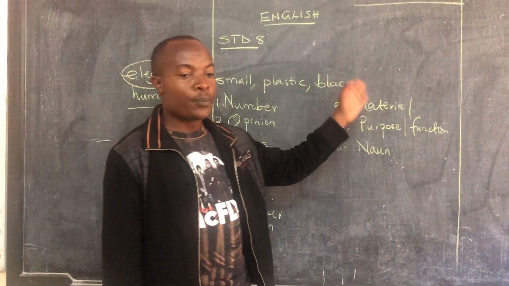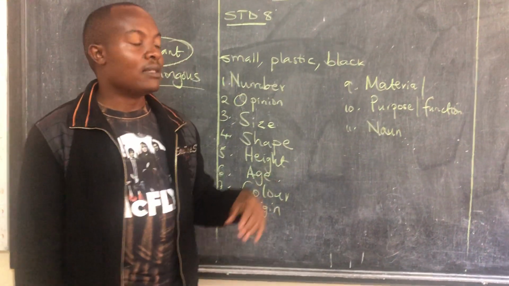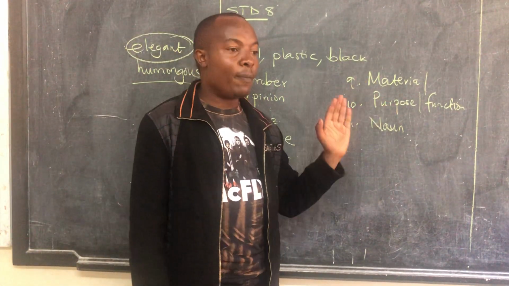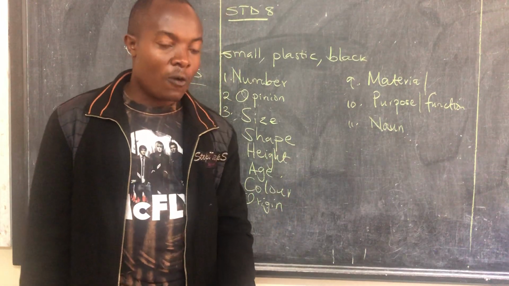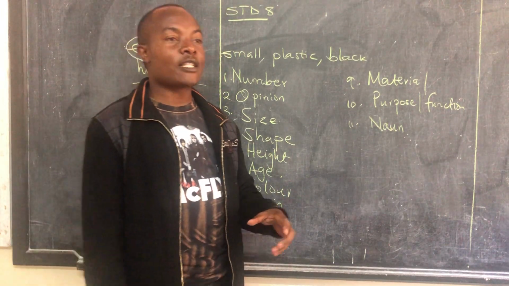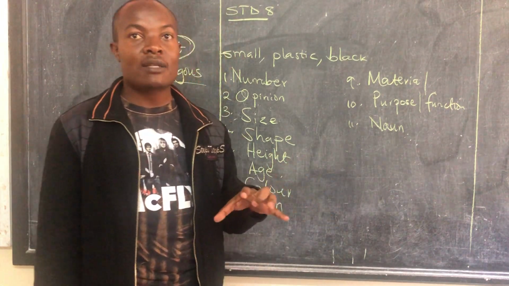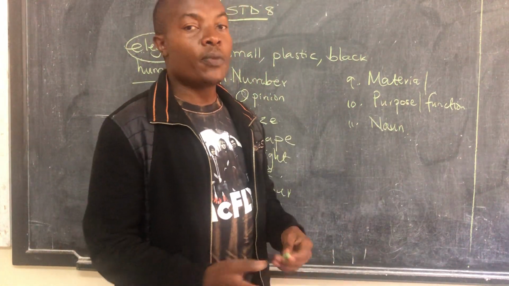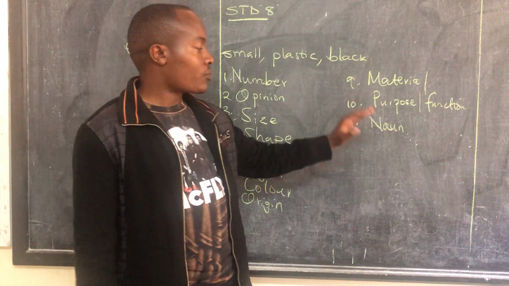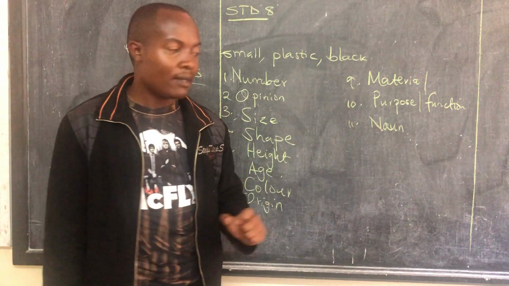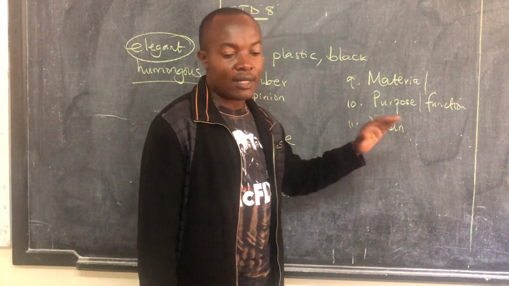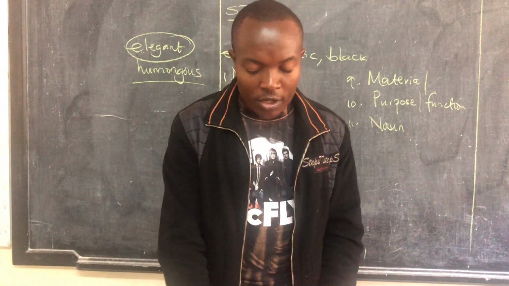Then we have the material. Is it plastic? Is it wooden? Is it made from Manila paper? And so on. Then we have the purpose. What is the purpose of that item? Is it a sports car? A sports car, the purpose will be mainly to race in sports, to compete in sports. Then, of course, we have the noun, which is not really an adjective. Of course, noun, it just comes at the end. Good. Then we go to the end.